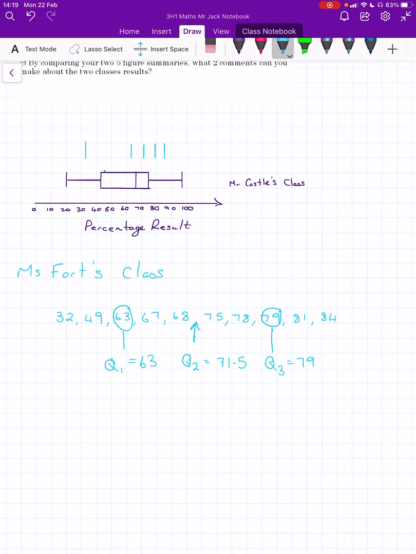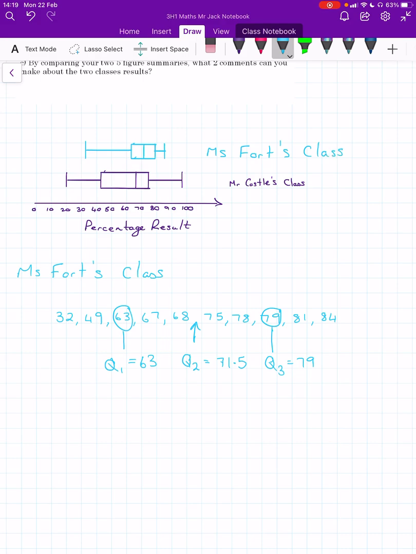Now look at that already. You can see that's a much tighter box, isn't it? So we're going to finish the box plot now by creating the box. So we join quartiles 1, 2, and 3 with horizontal lines and then add these whiskers. They're called whiskers. Okay. So that blue one represents the data for Miss Fort's class. Nothing new in what I just did there. It was just drawing a box plot.